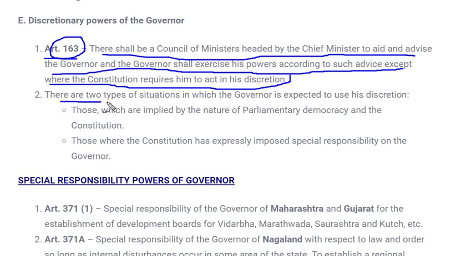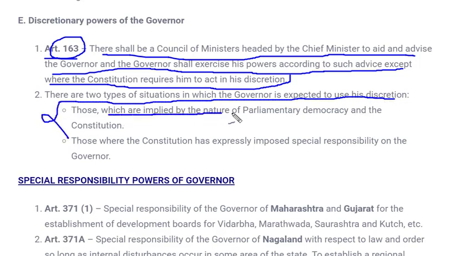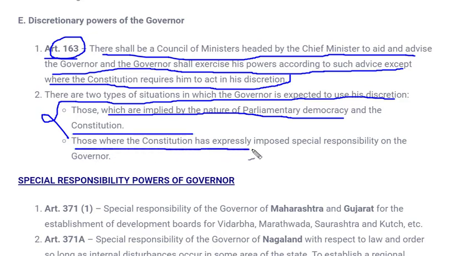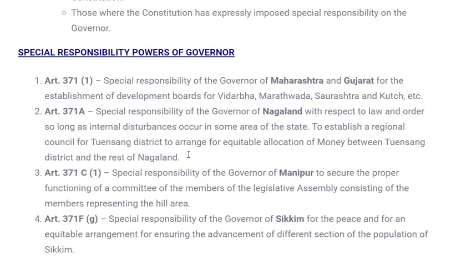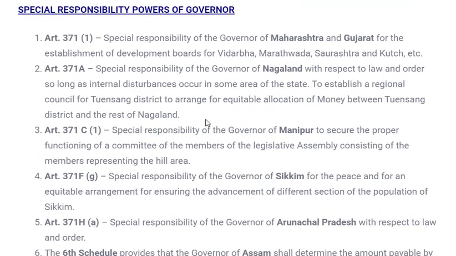Next, there are two types of situations in which the governor is expected to use his discretion. What are these situations? The first is those implied by the nature of parliamentary democracy and the constitution. Next is those where the constitution has expressly imposed a special responsibility on the governor. Special responsibility is not given in every state, but there are a few states where the governor is given special responsibility. Now why was there a requirement of special responsibility given to a governor?